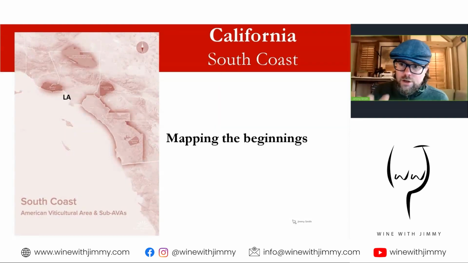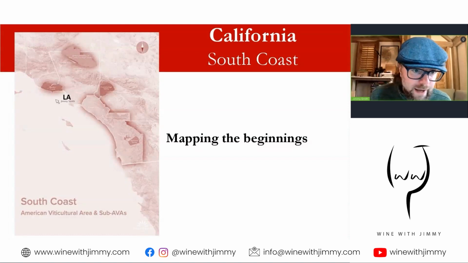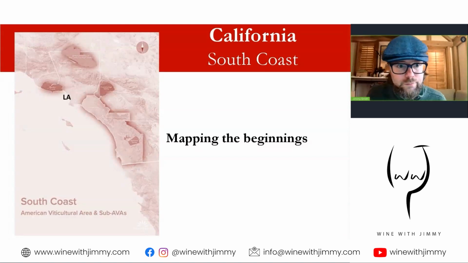And in terms of this, I just want to map the beginnings for you so you understand where this starts. So here actually is a picture of Los Angeles. You can see just here where it says LA. And you'll see we have the Malibu coast area here, the south coast, including the likes of Cucamonga Valley just to the north and Temecula Valley. So this is the real southern section of California.